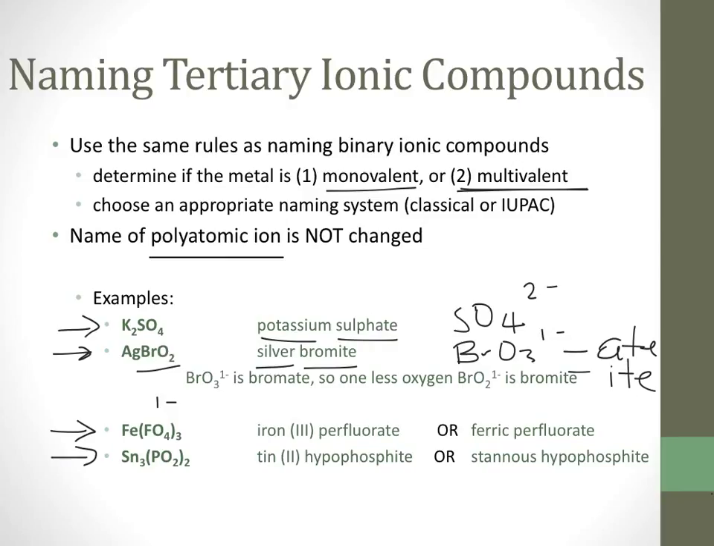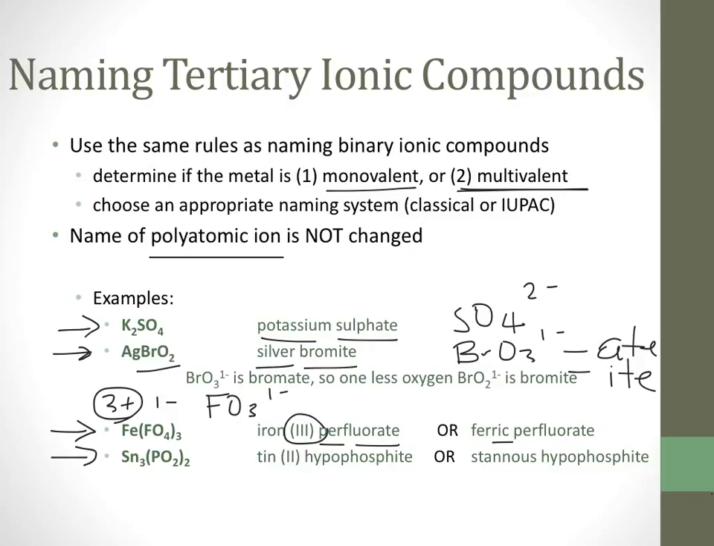FO4 1 negative is based on FO3 1 negative, which is called fluorate. Since FO4 has 1 additional oxygen atom, we call it perfluorate. Because it has a 1 negative charge, we can see that iron must have a 3 positive charge in order for the sum of all the charges to add up to 0. And now that we've identified the charge on the iron, we can incorporate it into the name using the IUPAC system as iron 3 perfluorate, or using the classical system as ferric perfluorate.